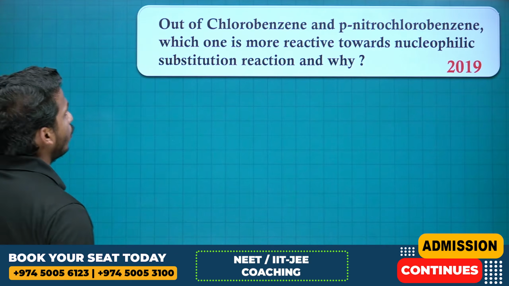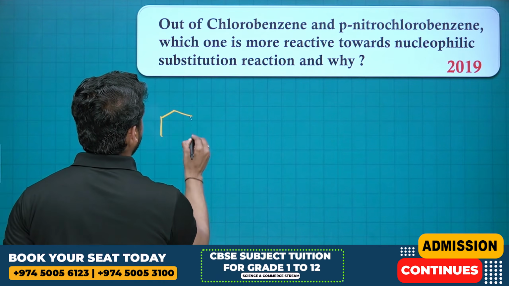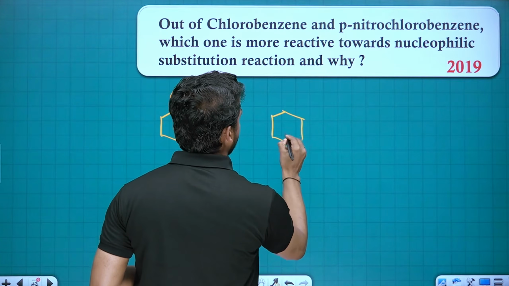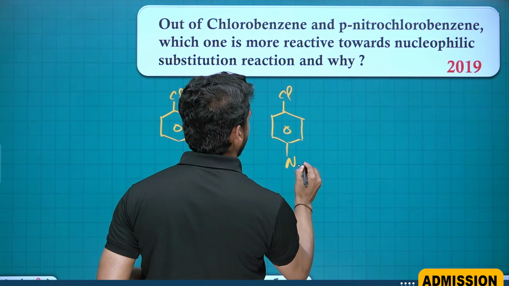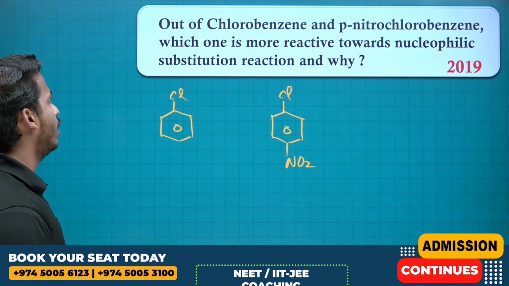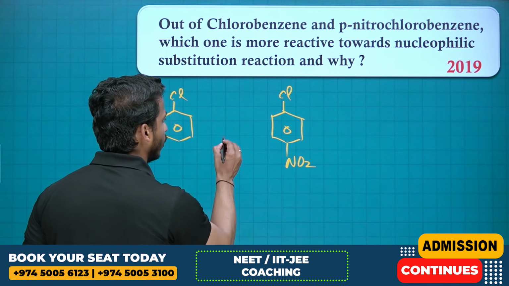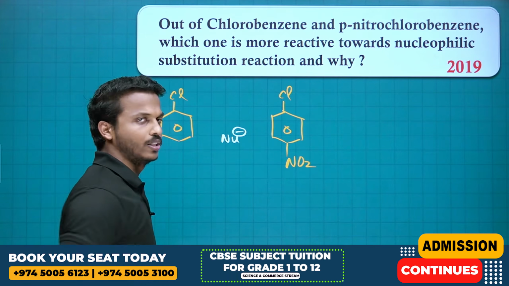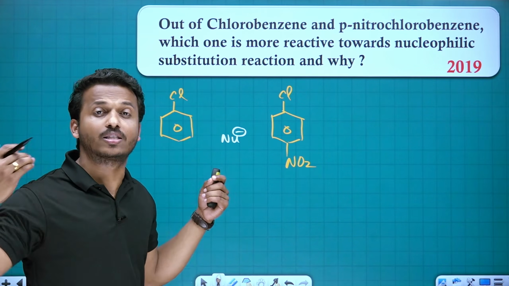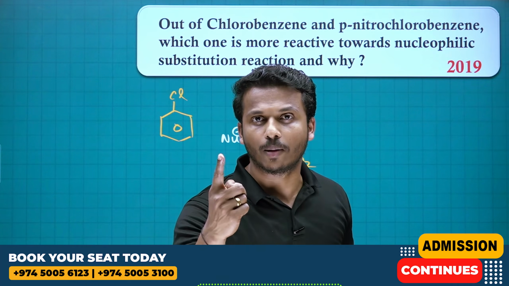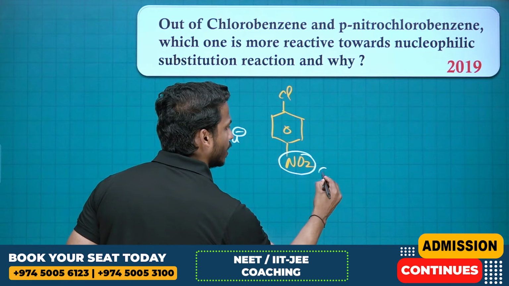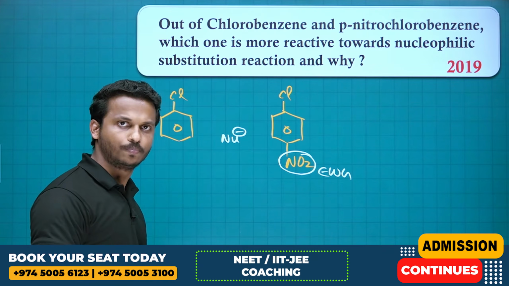Next question: chlorobenzene and para-nitrochlorobenzene are given. Which one is more reactive toward nucleophilic substitution, where a nucleophile can substitute faster? We already said that halogen removal from the benzene ring is very hard due to partial double bond and high s character. Here you can see one nitro group, an electron withdrawing group.